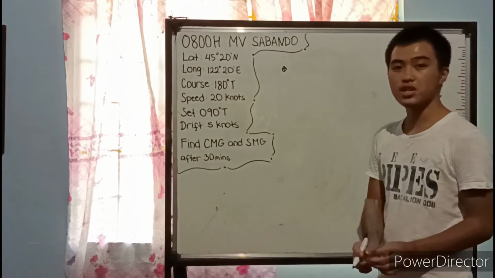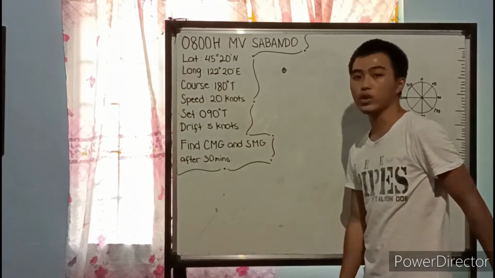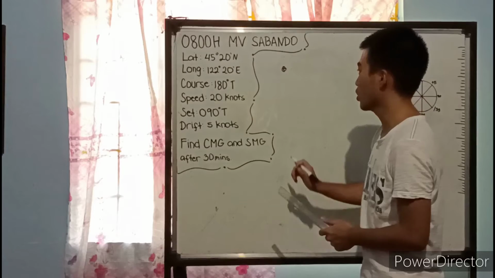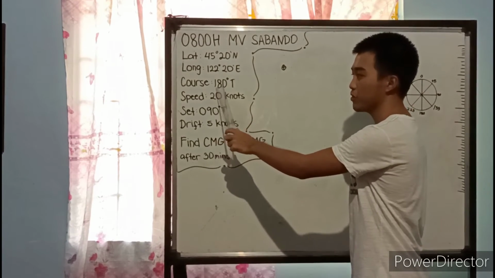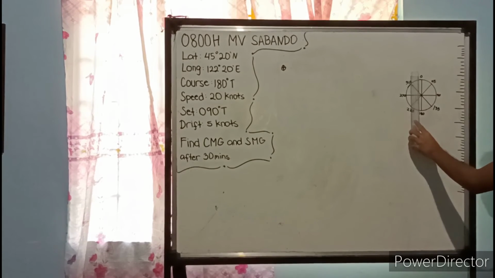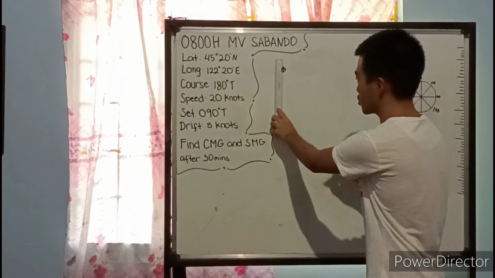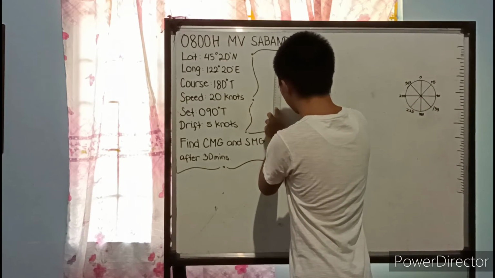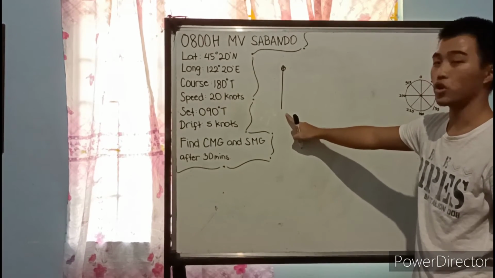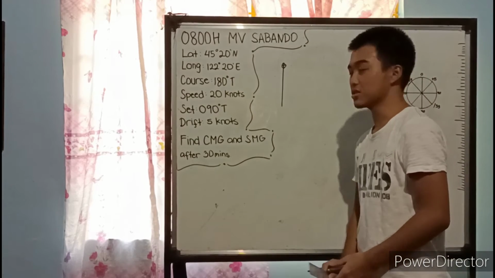So first things first, in order for us to apply the set and drift, we need to find the DR position, or our dead reckoning. So the course of our ship, 180 degrees true north. We're going to put this in the compass rose. Then we're going to drag this into our current ship's position. So this is our course currently. Then we're going to find the distance.